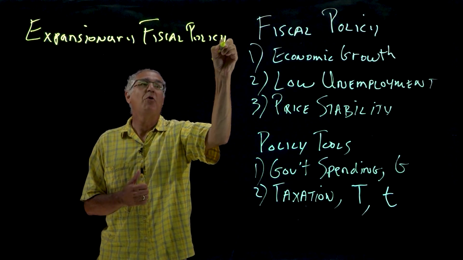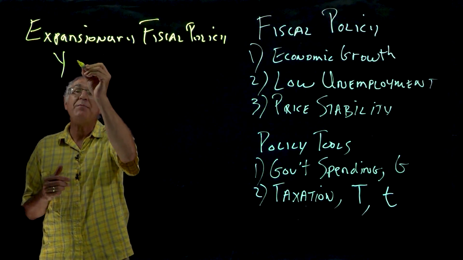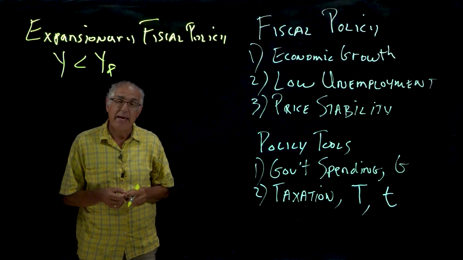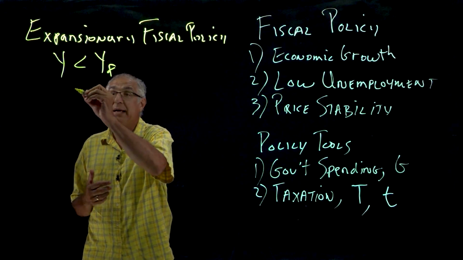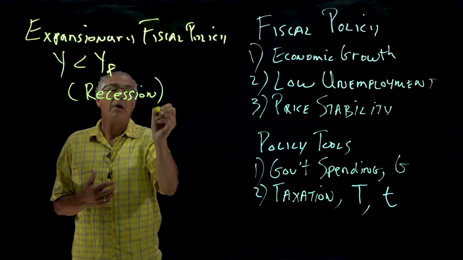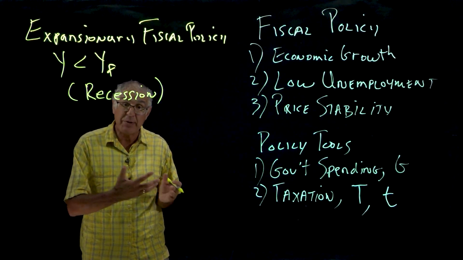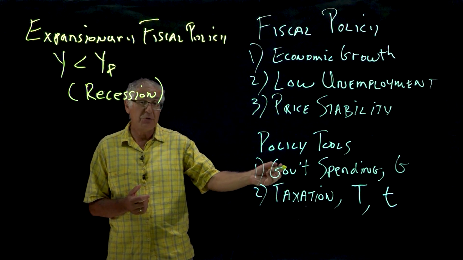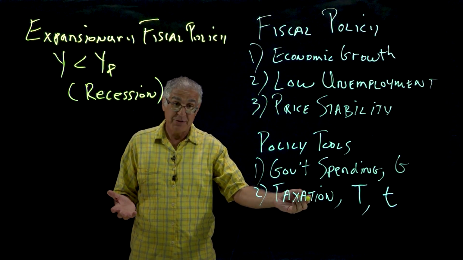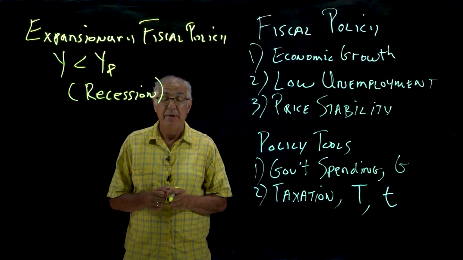And this happens when output, I'm just going to use Y to refer to real GDP, is less than potential output in the economy. And here we're possibly in a recession. The appropriate response by government is to try to stimulate the economy. And one way to do that is to increase government spending, or to reduce taxes in the economy. And that will stimulate the economy. We'll talk about how that happens in a moment.